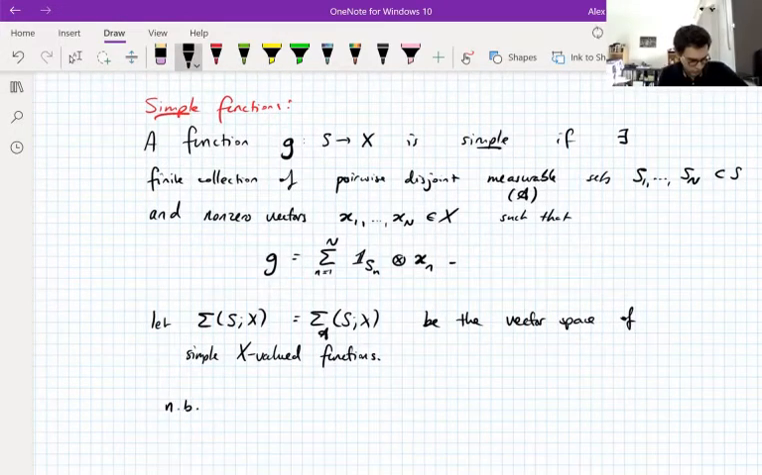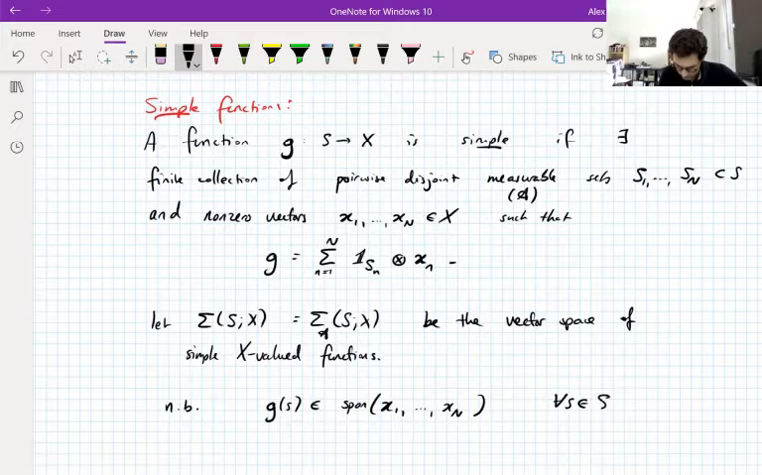And another sort of trivial note is that G of S is contained in the span of all the vectors x1 up to xn for all S in S. In fact, for every S, you're only going to have at most one of these vectors that you're in the span of. But you should think of this function globally. This function's got a finite dimensional span. If X is infinite dimensional, you don't have any control on how big n can be. N is finite, but it can be arbitrarily large. So simple functions are finite dimensional functions. They've got finite dimensional spans. Of course, not every finite dimensional span function is simple, but these are the simplest ones.